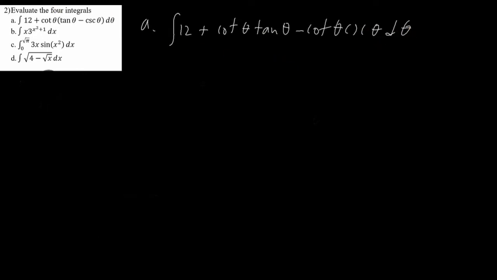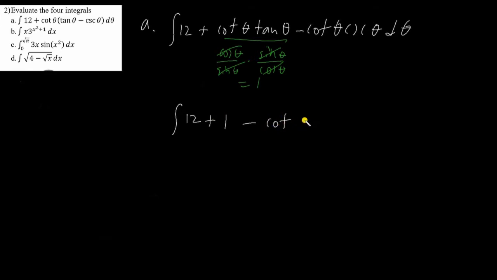And then look at the cotangent times the tangent here. A cotangent is just cosine over sine, and then tangent is sine over cosine. So both of these cancel out, and this just turns out to be 1. So also the cotangent and tangent are reciprocals of each other, and when you multiply reciprocals, you get 1. So anyways, we have 12 plus 1 minus cotangent theta cosecant theta, d theta. Add the 12 and the 1.